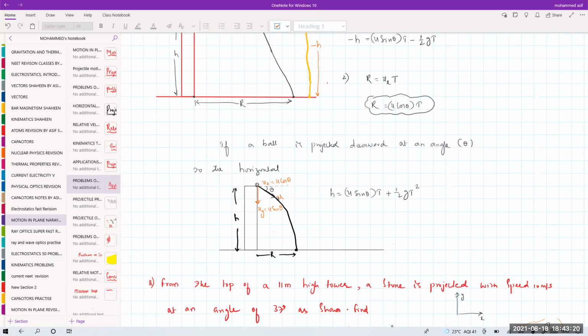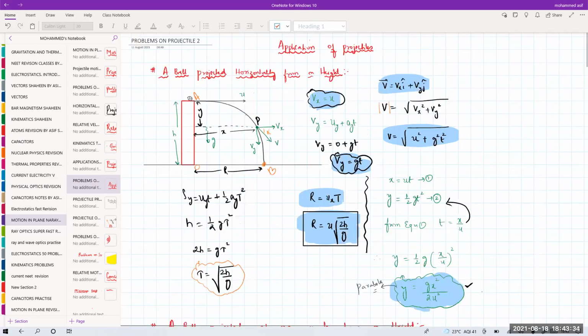So height will be equal to how much, beta? u sin theta into t plus half of g into t square, because downward I'm taking positive. So height will be u sin theta into time of flight plus half of g into t square. These three types of projectiles you also need to remember, beta.